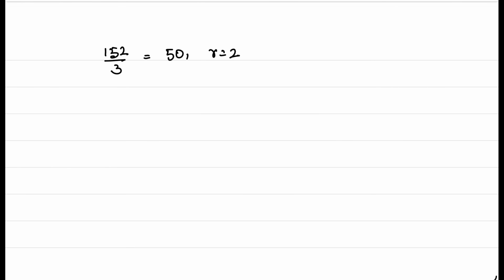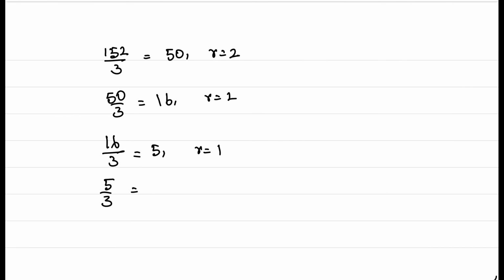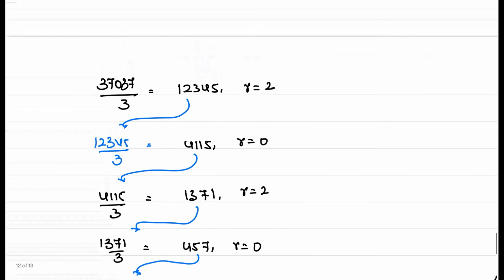Then we will take this 50 divide by 3, that is equal to 16, remainder is 2. Then we will take this 16, then it will be 5, remainder is 1. And again we will take this 5 divided by 3, that is 1 and remainder is 2. And we will take this 1 divided by 3, that is remainder is equal to 1. Now we will write all the remainders in the reverse direction.